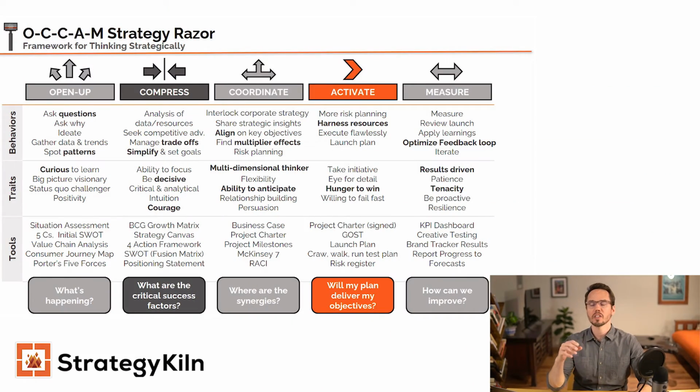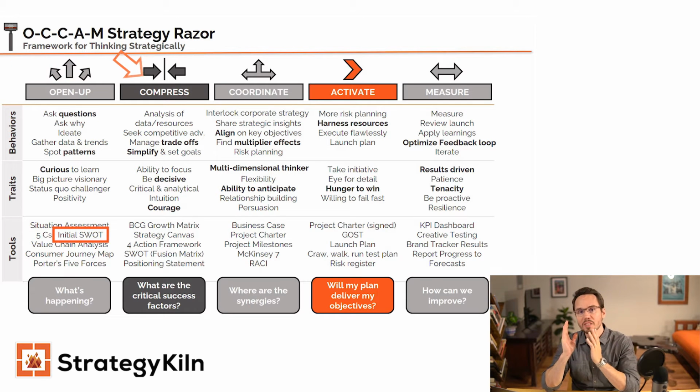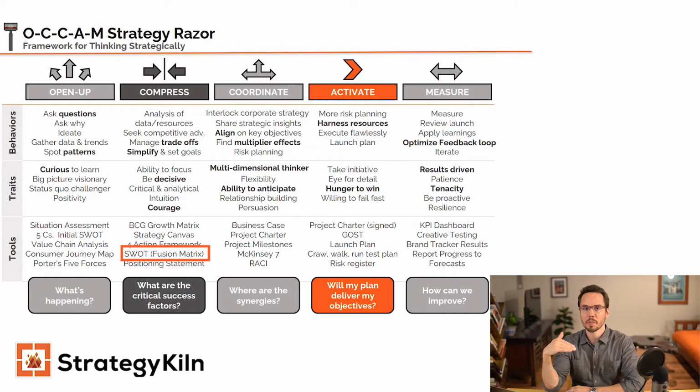Okay, let's take a quick look at the Occam strategy razor. I know I show this to you ad nauseam, but when we look at the initial SWOT and story format, that shows up in the open stage of Occam. Now in the compressed stage, where we're really trying to align on what our strategy will be, that's when we look at the Fusion Matrix. And so this is where it fits in.